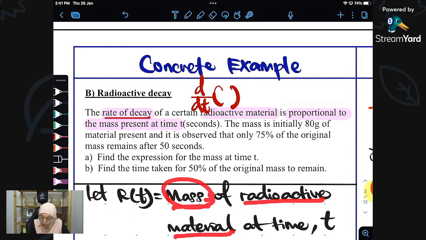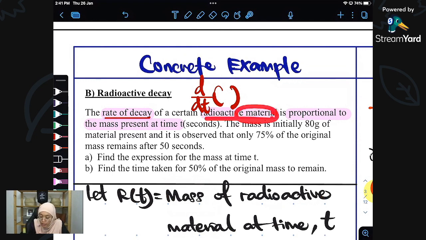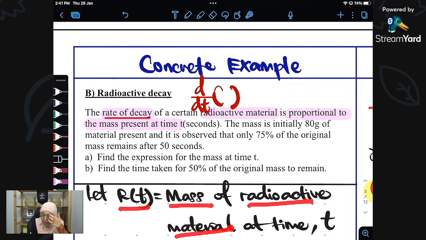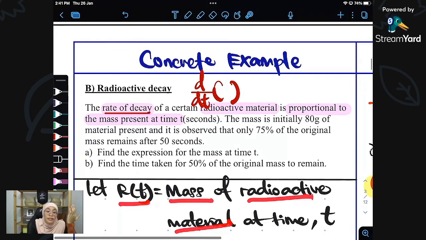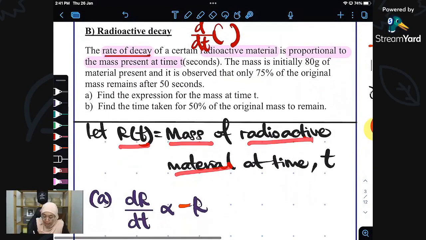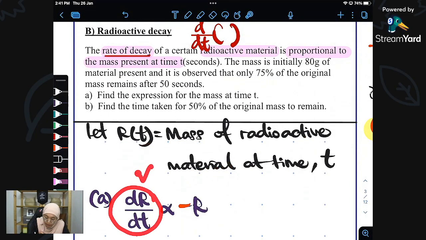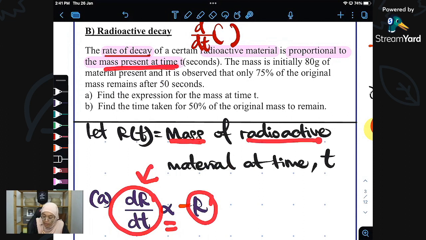Kenapa dia adalah mass? Because we calculate the material by using the mass, means dalam bentuk gram. Okay, sebab dalam soalan ni saya nampak gram. That's why this R means the mass of the radioactive material at time t. And so how is the equation then? So the equation is the rate of the radioactive decay is directly proportional to the mass. Okay, to the mass, since the R is the mass of the radioactive decay, and so we put R here.